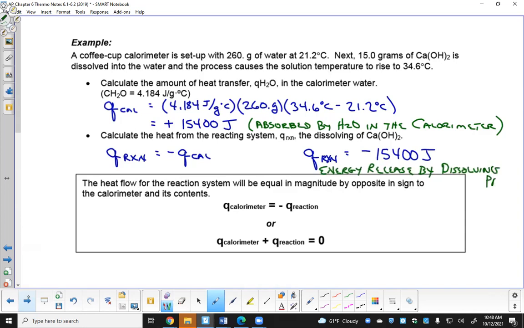Calcium hydroxide dissolves in water. It's an exothermic reaction. It releases that much. According to the first law of thermodynamics, energy is not created or destroyed. It's just transferred from one thing to the other. So the energy was transferred from here to here, and the temperature of the water went up accordingly.